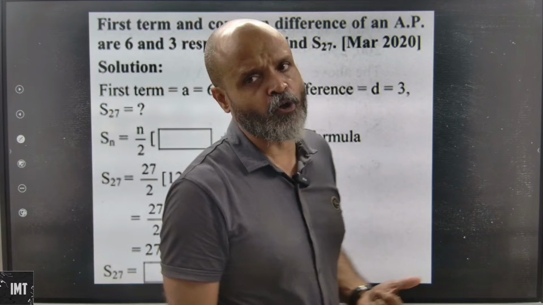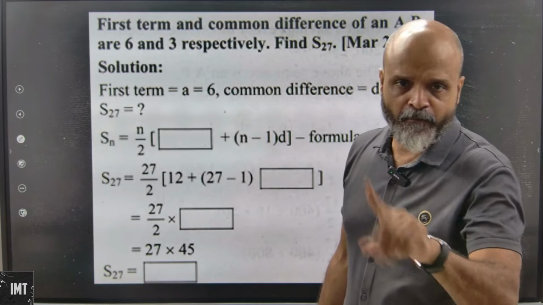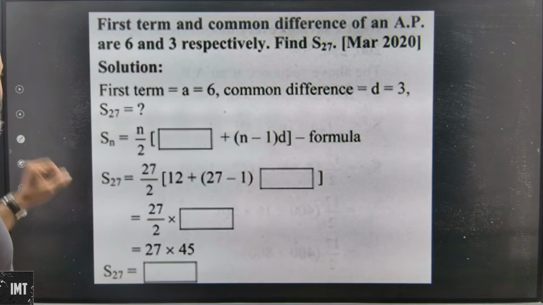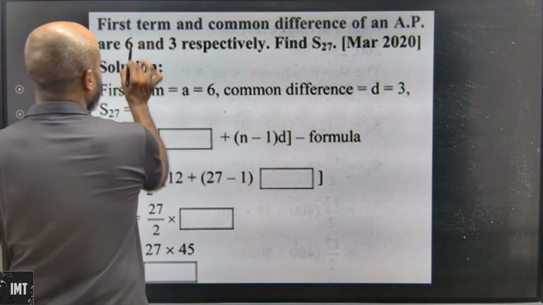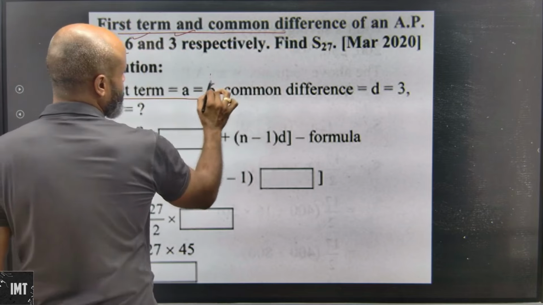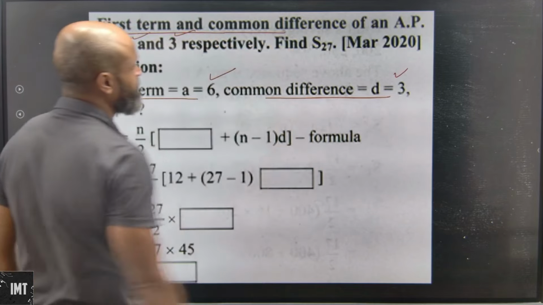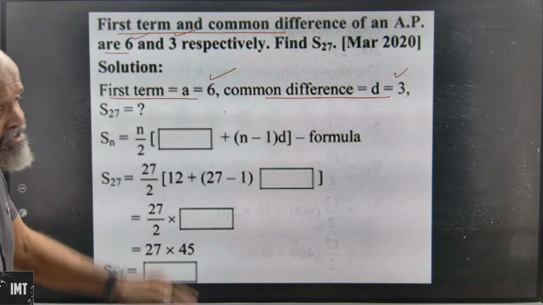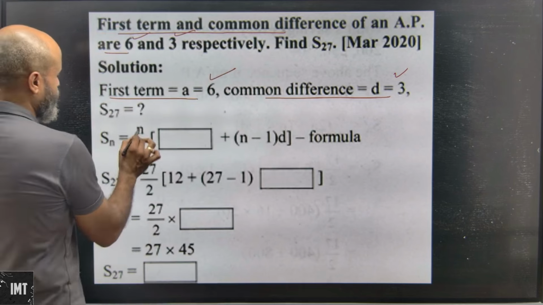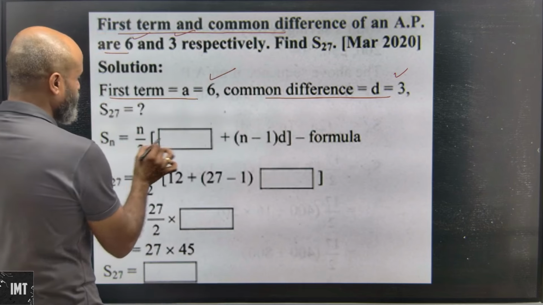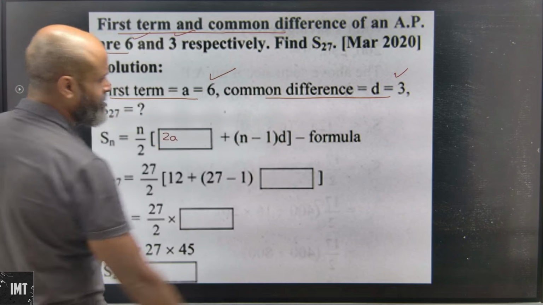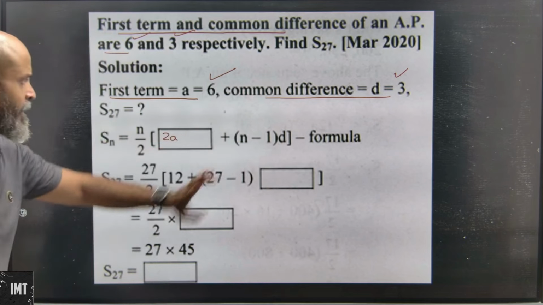Again, we have a state board question, and this is a fill in the box type question in which you have to fill in the boxes correctly. Here it has been given that the first term and the common difference of an AP are 6 and 3. So first term a is equal to 6 and common difference d is equal to 3. You have to find the sum of the first 27 terms. Let's look at this. So S27 will be equal to n by 2. What is the formula? n by 2 into (2a plus (n minus 1) into d).